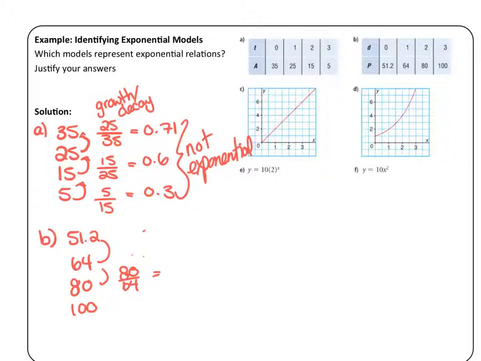You've got to make sure you're doing it the same every single time. So actually, let's do this one the same. You take the bottom one and divide by the top one. So this one's going to be 64 divided by 51.2, which is 1.25. So I did have that one wrong. And this one gave me 1.25. And if I do 100 divided by 80, I get 1.25.